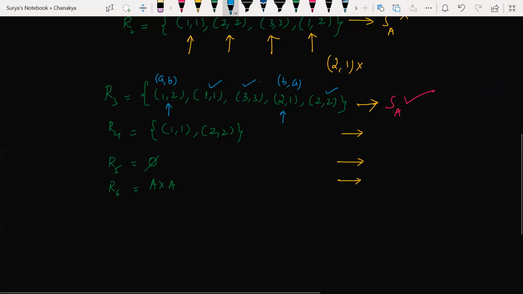Next, R4. Check whether R4 is symmetric or not. 1 comma 1, 2 comma 2. Yes, both ordered pairs are satisfying. Yes, symmetric relation. R5, check whether it is symmetric or not. I am writing SA; what is the meaning of SA? Symmetric relation on set A. I'm writing in a short way, but if you don't understand it like that, you simply write it like this. It is a symmetric relation.